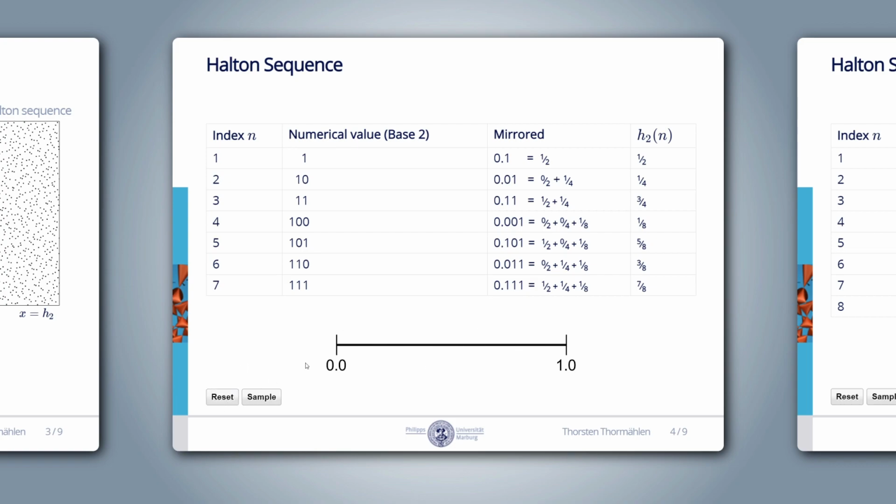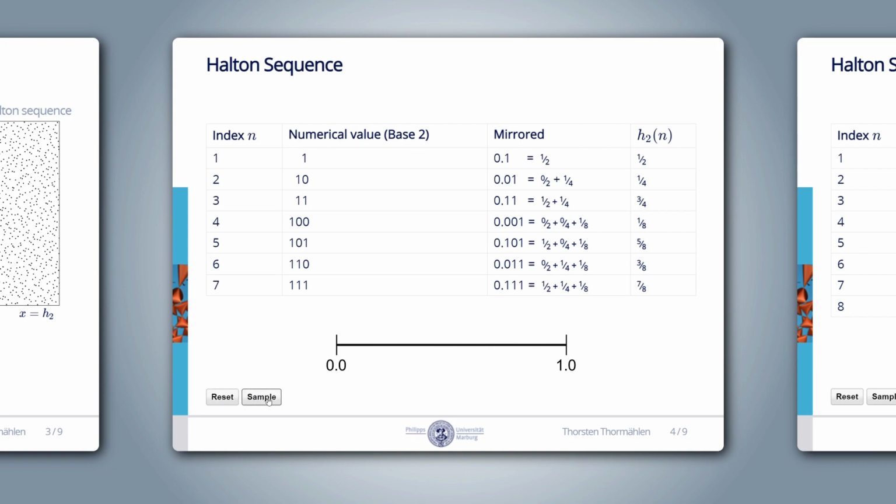h2 of n equals 1 gives 1/2. h2 of 2 gives 1/4. h2 of 3 gives 3/4. 1/8, 5/8, 3/8, 7/8. We see that the resulting sampling positions are all in the range from 0 to 1. Note how nicely the samples cover increasingly finer intervals.